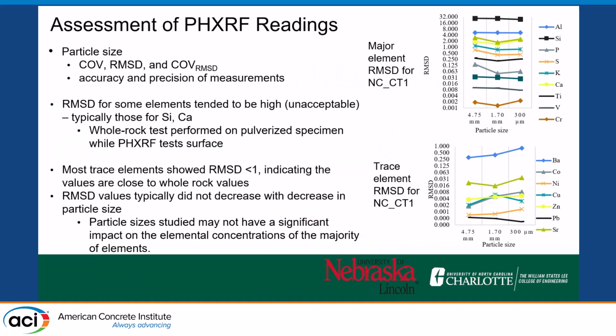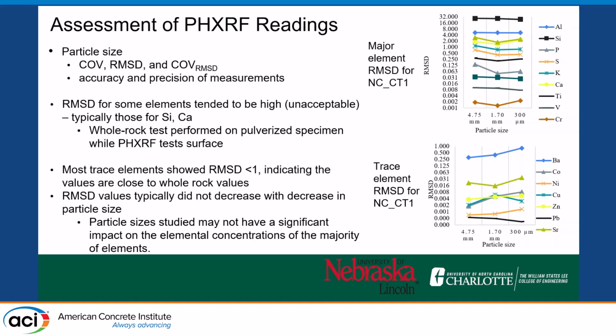From there, we started looking at, okay, we know that this XRF is not going to necessarily be able to directly give us our composition, but how close is it? And so essentially, we looked at a coefficient of variation, root mean square deviation, and the coefficient of variation of the root mean square deviation. Some fun statistics for folks that love statistics. Here's where my students just like, don't even go there.